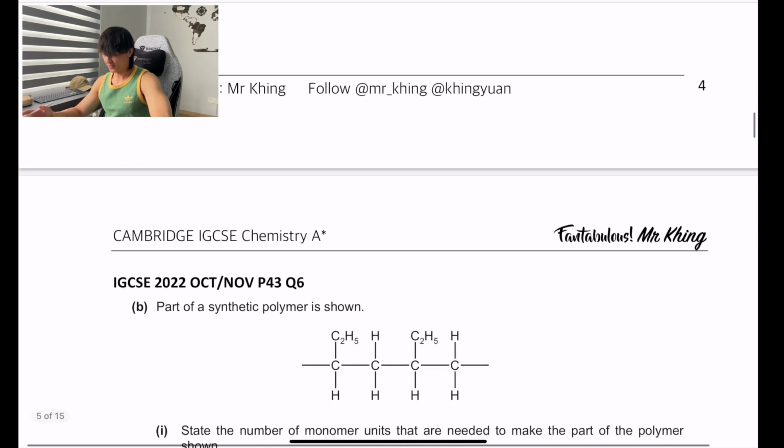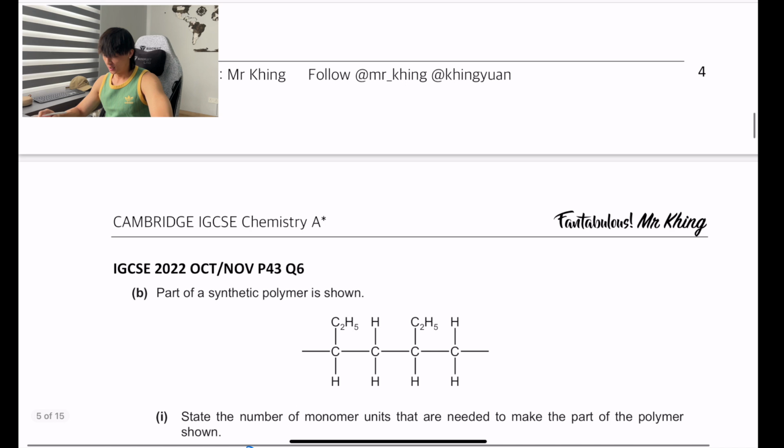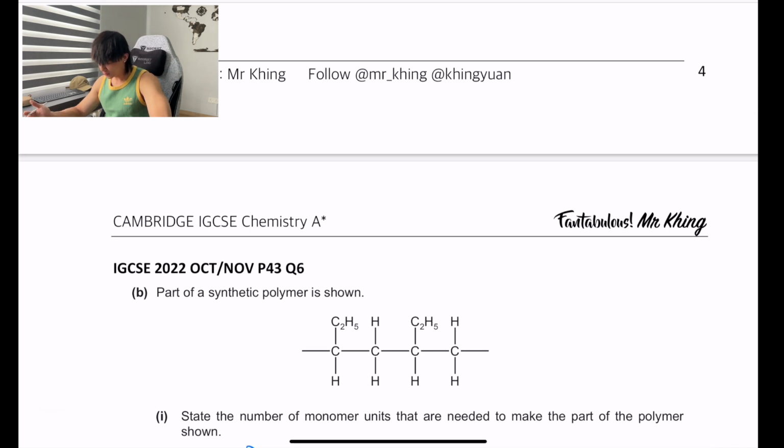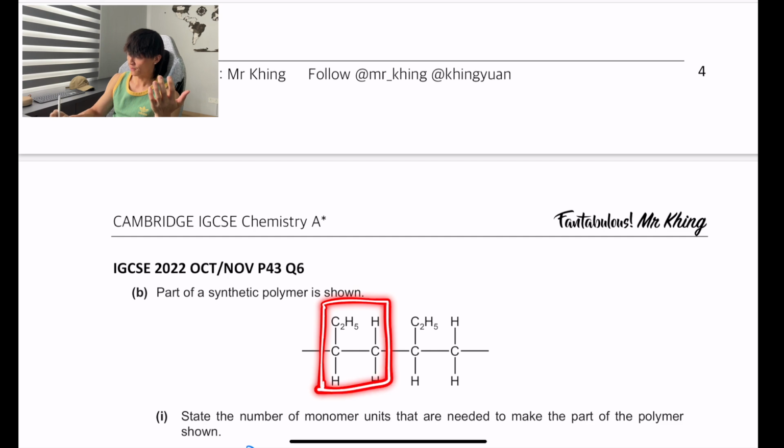Addition polymers. So state the numbers of monomer units needed to make this. So you see, there are total how many repeat units over here? Remember, see how addition polymerization takes place again, by breaking the carbon to carbon double bond. You need only 2 carbon to form a double bond, so it always takes just 2 carbon to form 1 repeat unit. So there are total how many repeat units over here?